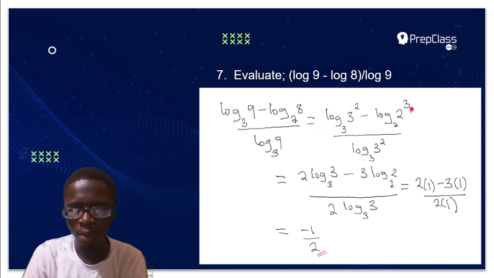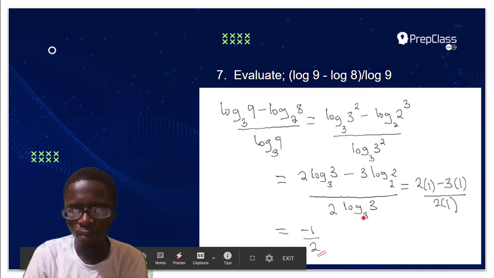Now, a similar thing happens here too. The 3 can leave this exponent position and come to stand here as 3. And same thing here, this 2 can leave and come here to become a coefficient as 2. So we now have 2 log 3 base 3 minus 3 log 2 base 2, all over 2 log 3 base 3.